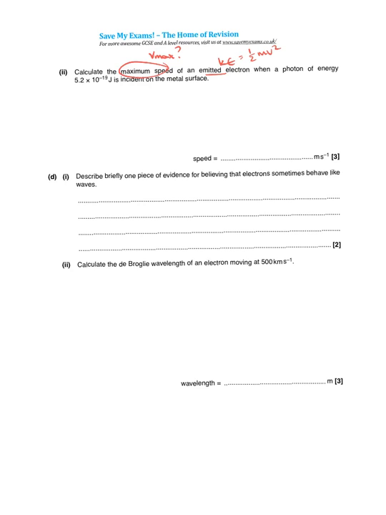So calculate the maximum speed of an emitted electron when a photon of energy 5.2 times 10 to the minus 19 joules is incident on the surface of the metal. So I know that this is my hf, this is my photon's energy. Now, we already have seen another equation. You might think, oh, how am I going to find the speed? We didn't learn that. This is when application comes in.